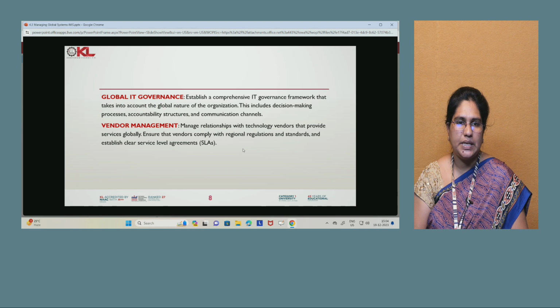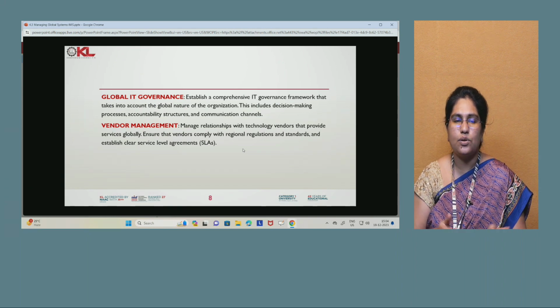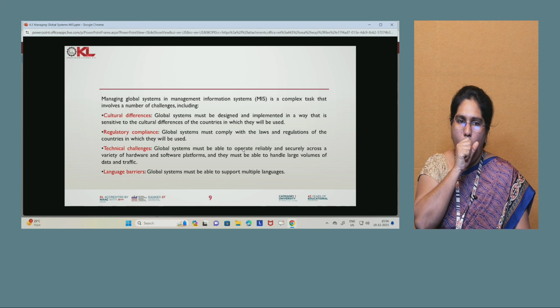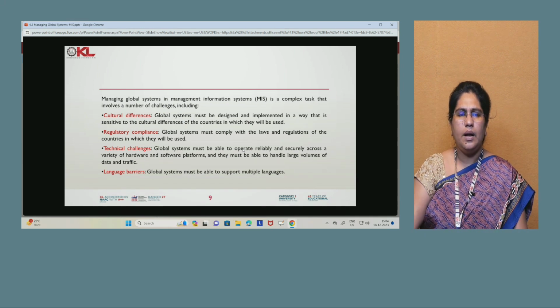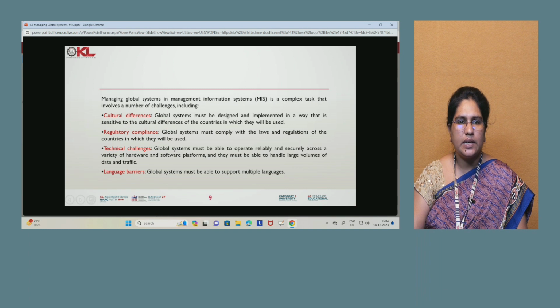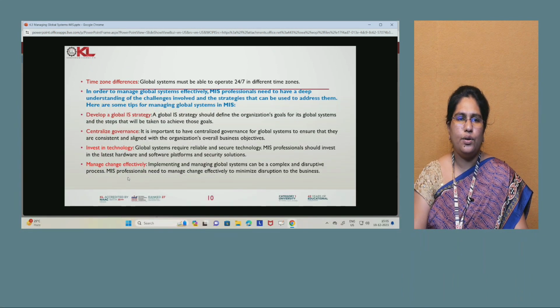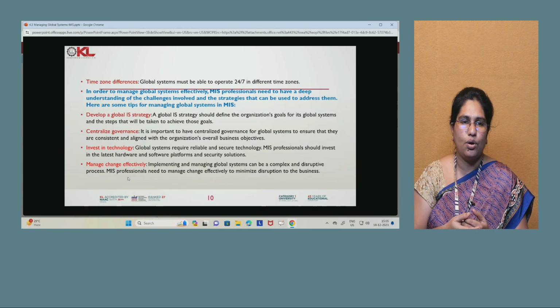What is vendor management? Vendor management is used to manage the relationship with the technology vendors that provide services globally. Managing global systems in MIS is a complex task that involves a number of challenges. One is cultural differences, and regulatory compliance is also there, technical challenges also there, and language barriers also there. Time zone differences also there, and developing a global IS strategy and centralized governance is needed.